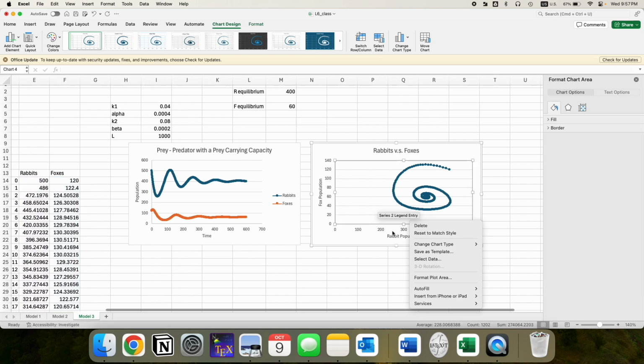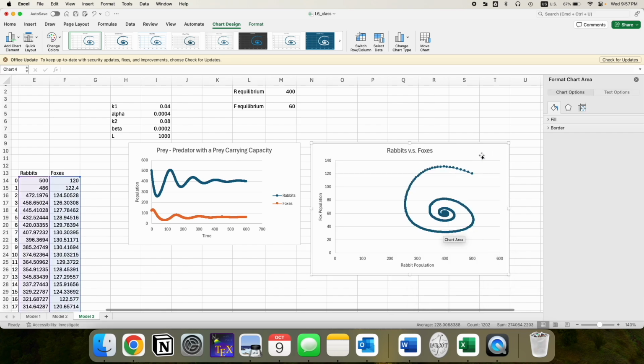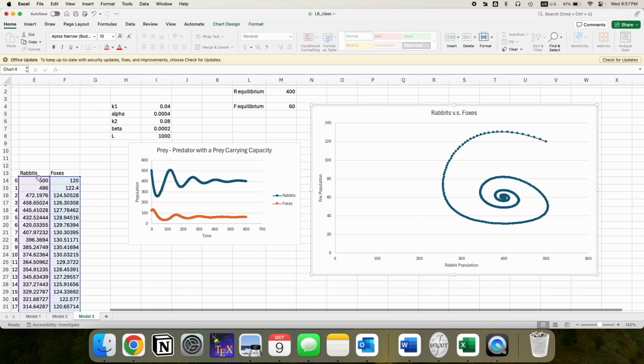So now let's make this graph a little bit bigger so that you can see the initial value. It's somewhere in here. Let me delete this. The initial value of the rabbit population is 500, and of the fox population is 120. So it's around here, right? This is the initial condition, and the equilibrium value is around 400, 60.